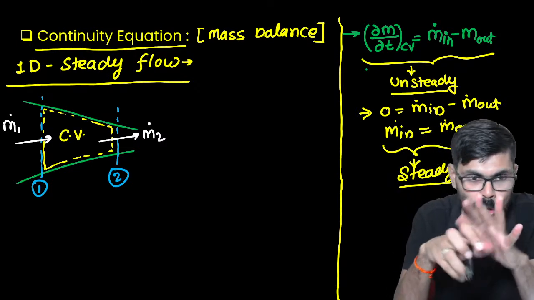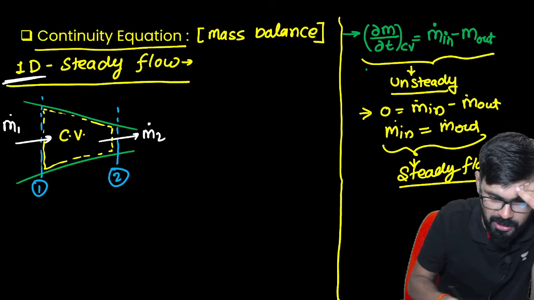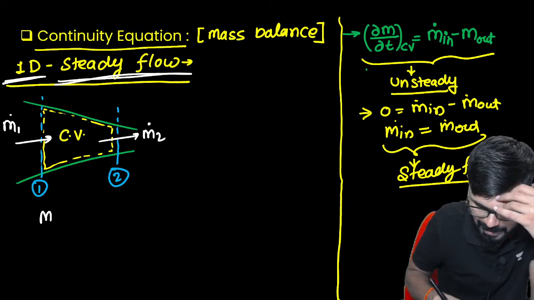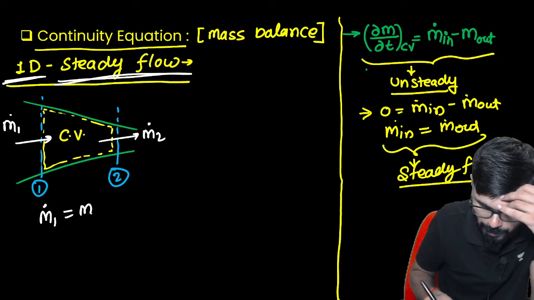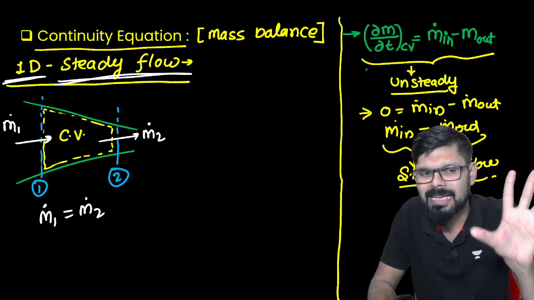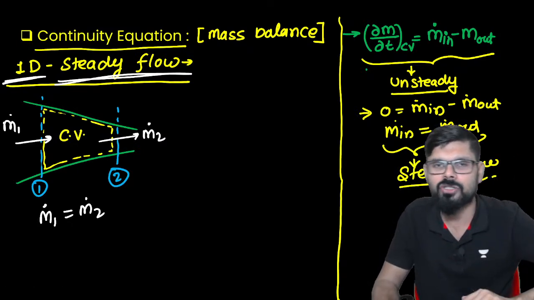Only x direction flow. So this is one dimensional steady flow. For one dimensional steady flow, I can say that m1 dot is equal to m2 dot. One dimensional steady flow, we can write m1 dot is equal to m2 dot.